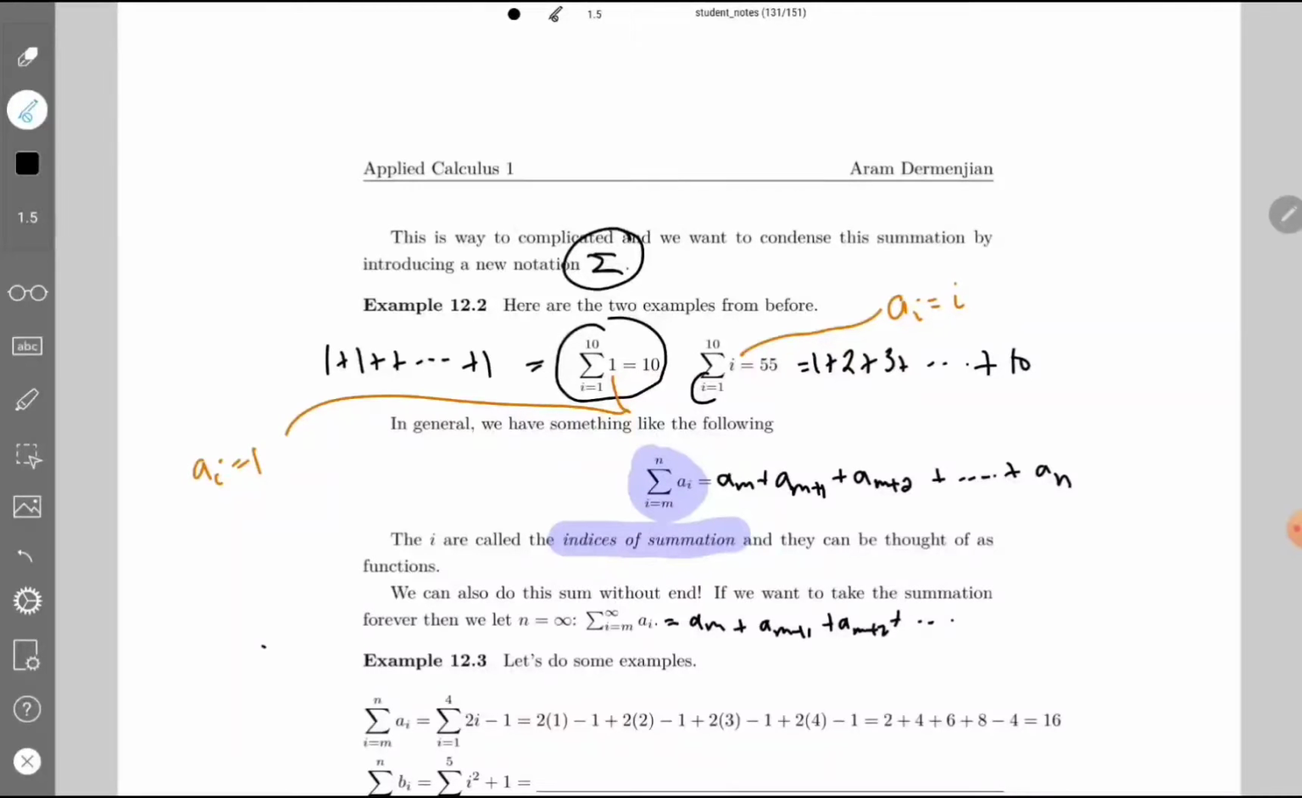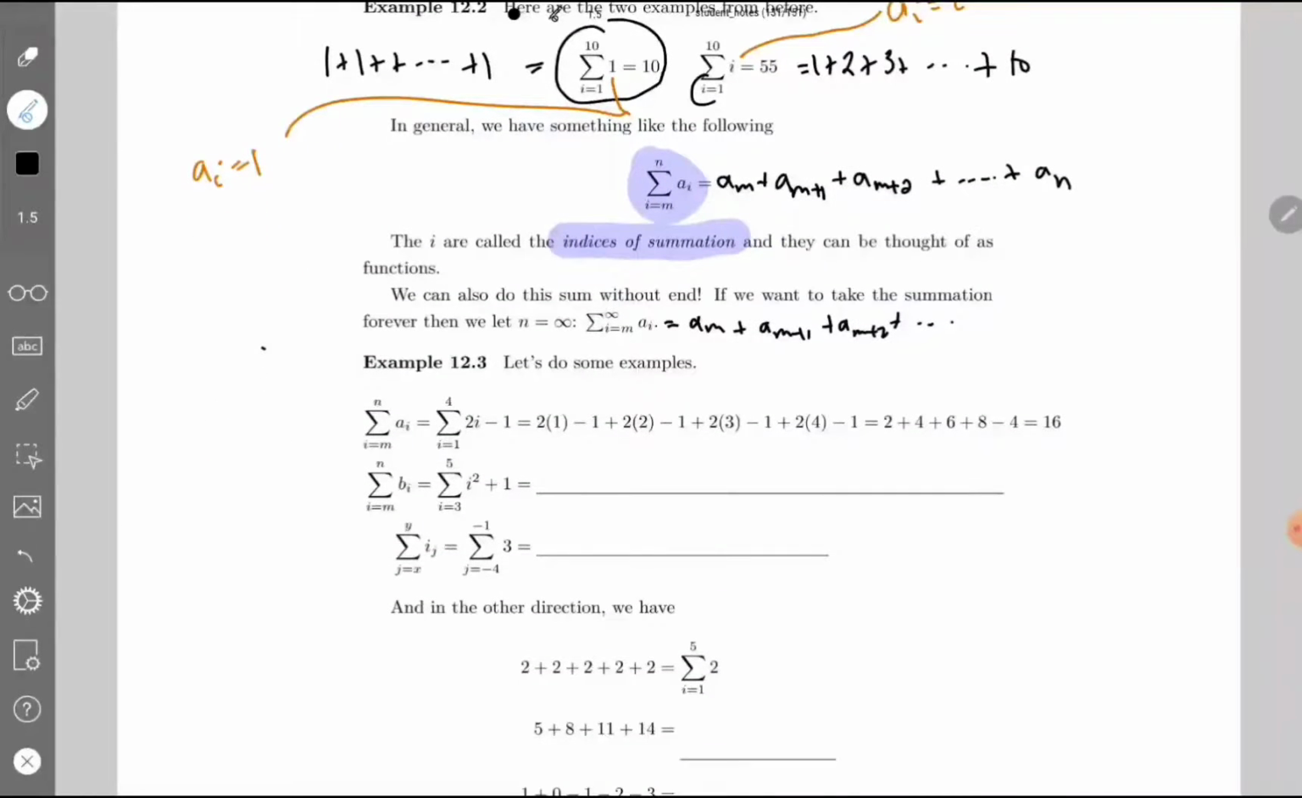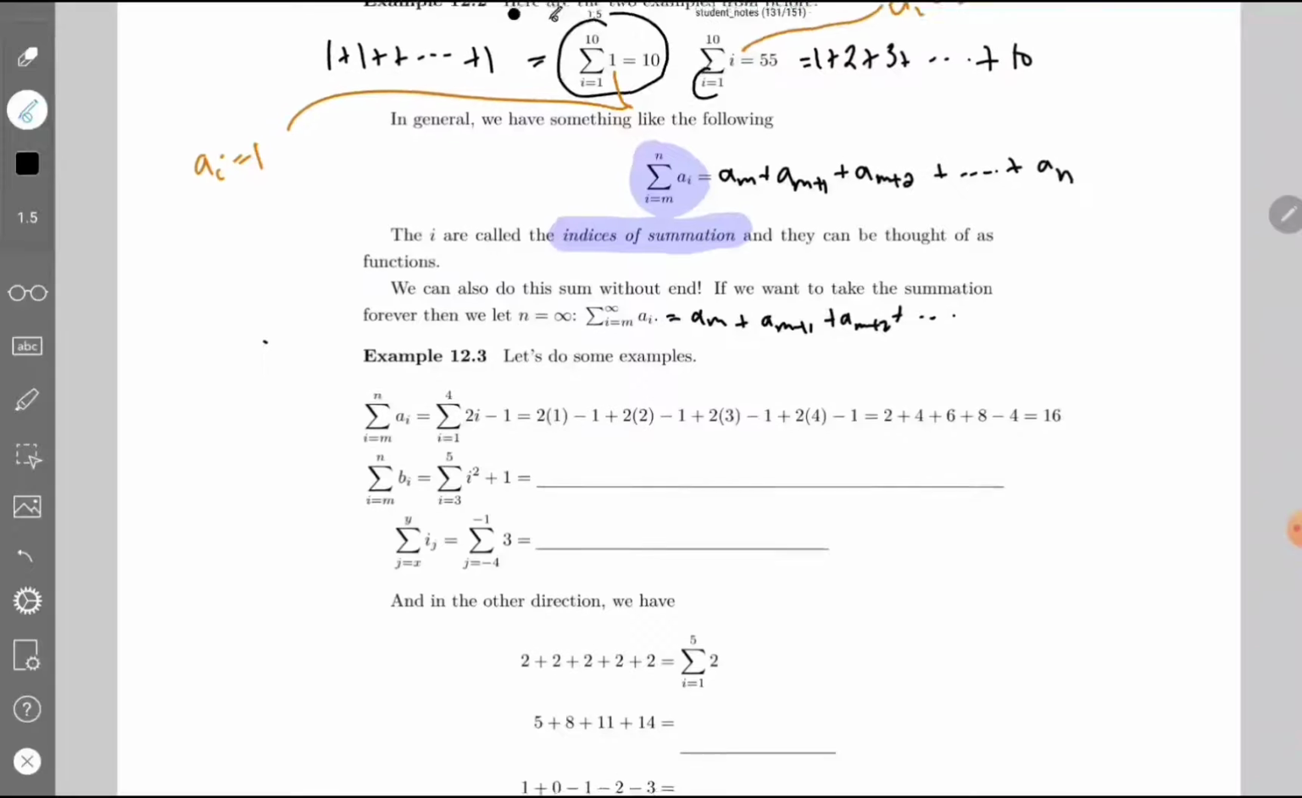And you can see these in the summations above. Here, my a_i was just 1 on the left-hand side. And in the example on the right, for the sum of i, our a_i is just equal to i. So I just plug in each i one at a time. So I get 1, 2, 3, all the way up to 10. We can make this also go all the way up to infinity, and we do this sometimes. But for now, let's look at some finite examples.